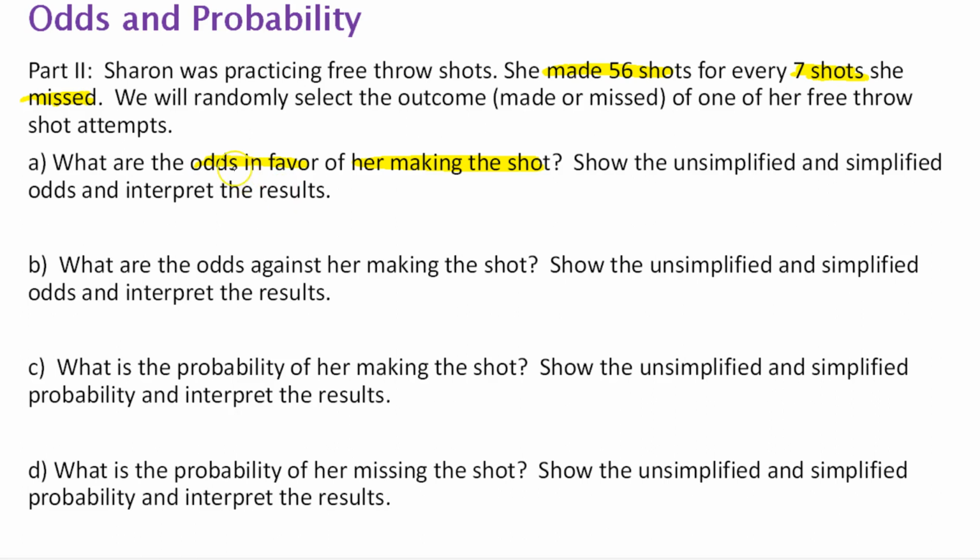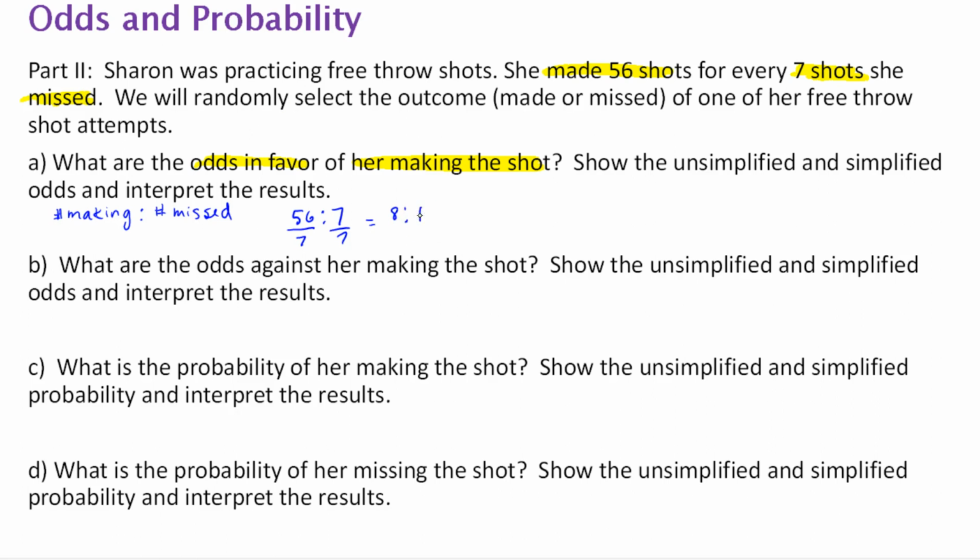Okay, so first we want odds in favor of making a shot, which would be number making to number not made, which in this case would be missed. So we have 56 to 7. So that's the unsimplified version. Now notice both of these numbers are divisible by 7, so I'm going to divide by 7 to simplify it. So that equals 8 to 1.